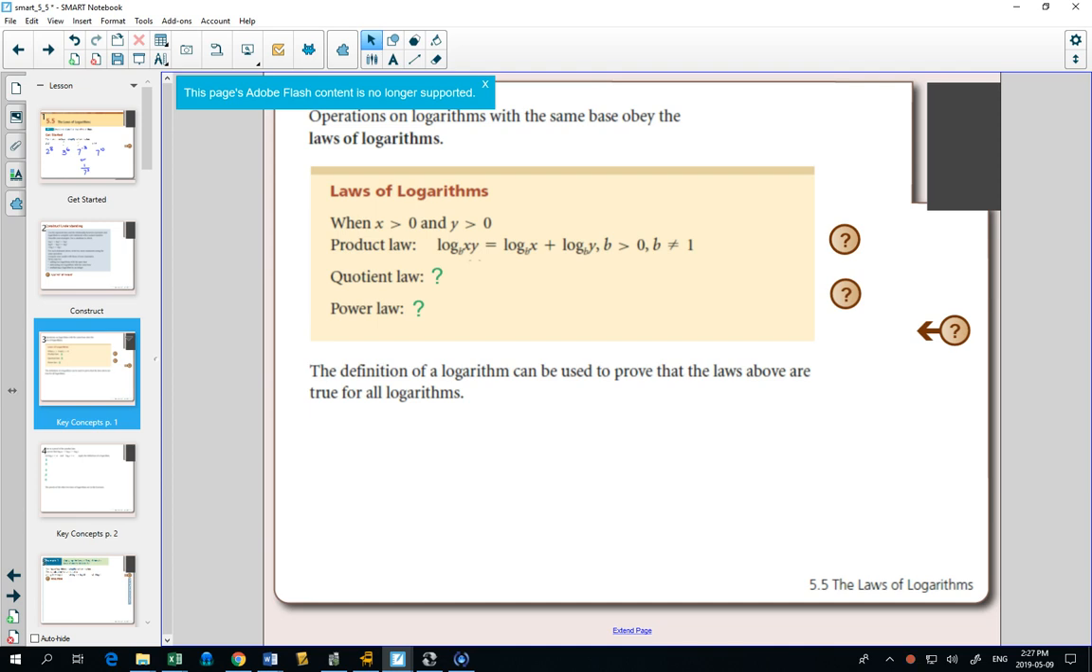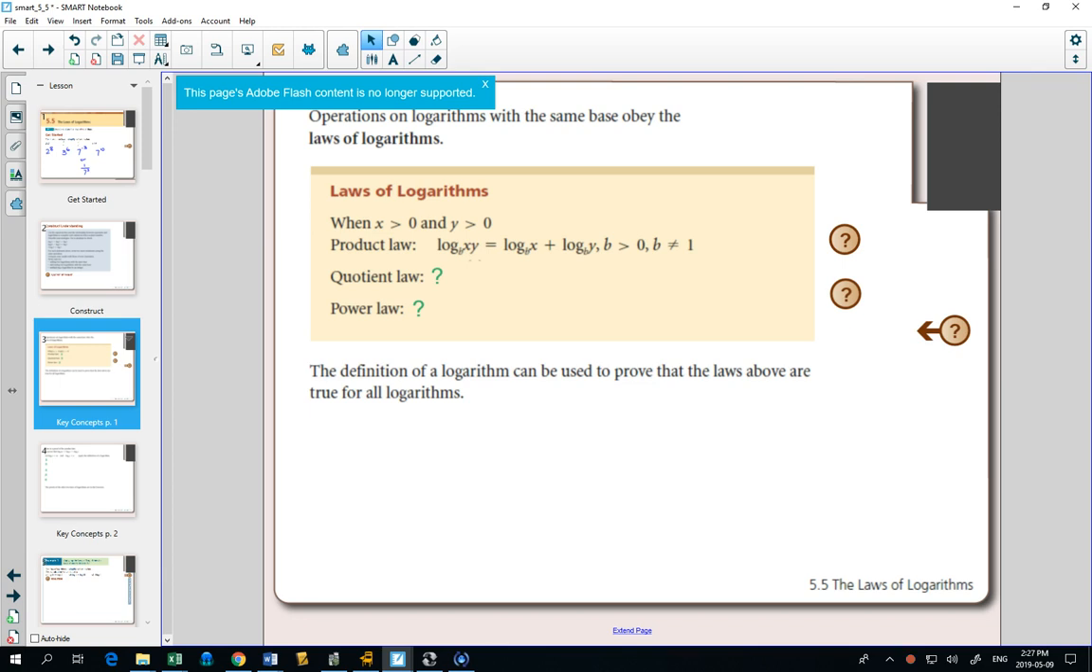Notice that the base stays the same in all of those logarithms. So just like your exponent law, the bases have to be the same if you're multiplying in order to add the exponents. If you're adding logarithms, the bases have to be the same in order for you to put those together and multiply inside of the logarithm.